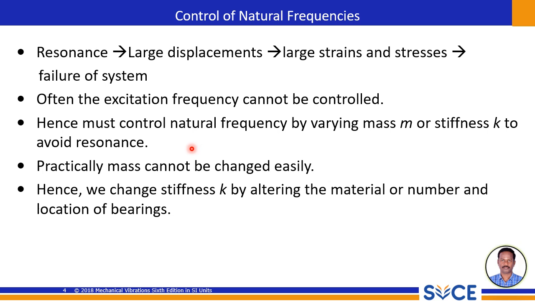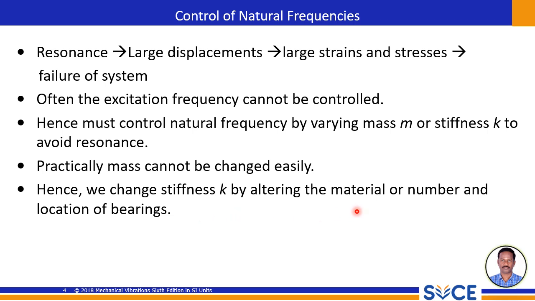If we can't change the excitation frequency, we must change the natural frequency of the system so it doesn't coincide with the excitation. However, practically, mass cannot be changed easily. Changing the mass of a large structure or complex machine can be very challenging or even impossible. Hence, let's conclude it. That is, we can change only stiffness by altering the material or number of springs or the location of bearings. This is the most common approach.